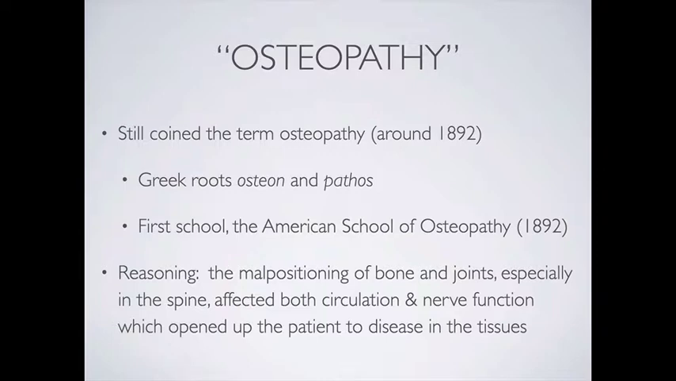And the central tenet of the school was to treat malpositioning of the bones and joints, especially in the spine, affecting both circulation and nerve function, which ultimately opens up the patient to disease in the tissues if you have malpositioning of the bone. And so in terms of the etiology or causes of disease, it all goes down to things being out of whack, right? Everything is connected. This is all the holistic stuff that we've been looking at. This is the early bit of it.